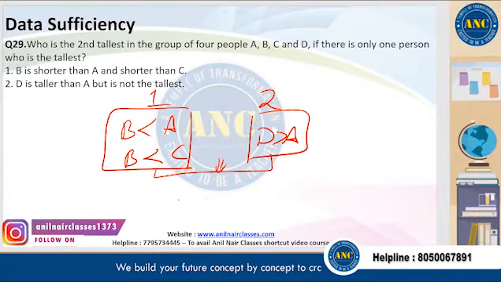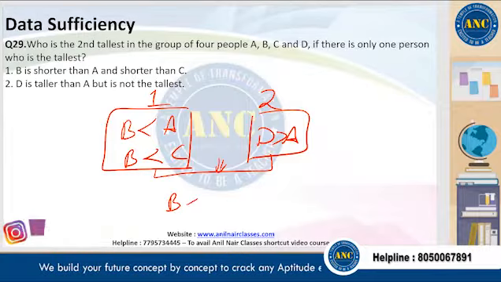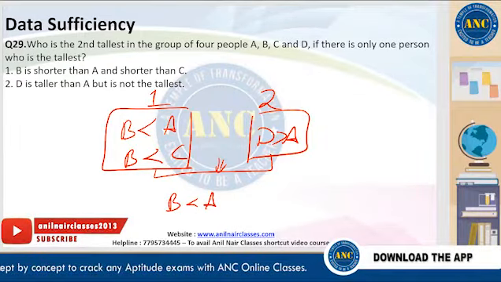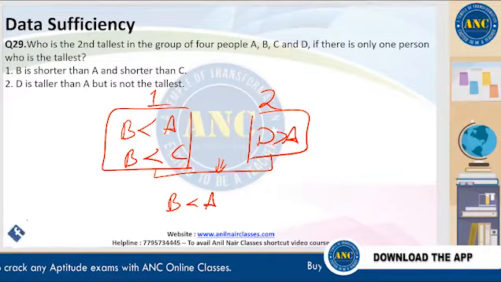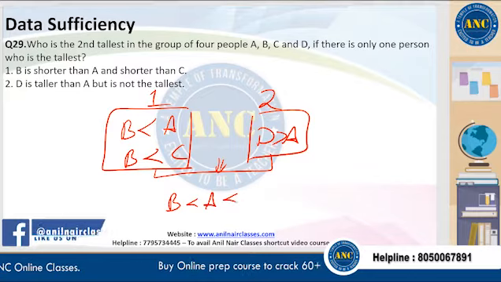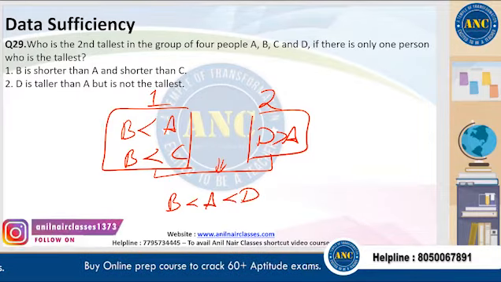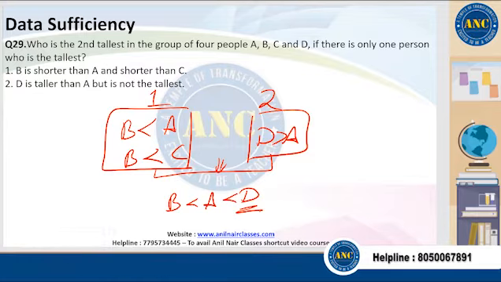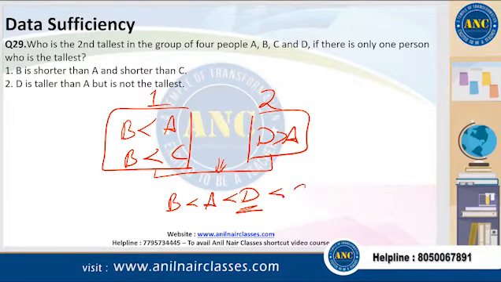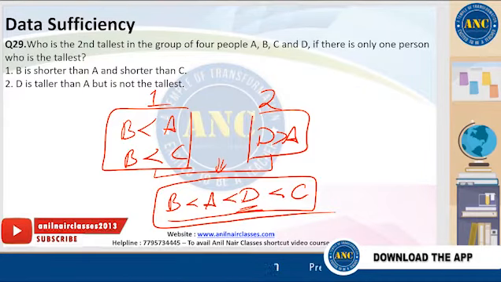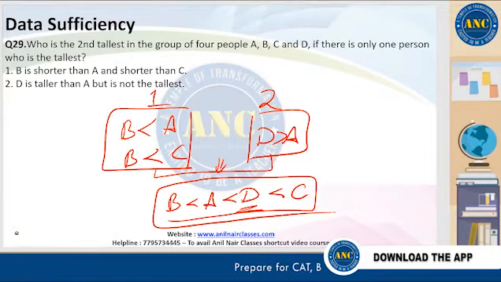So we know B is shorter than A and shorter than C. B is shorter than A and shorter than C, but D is taller than A. D is taller than A, but D is not the tallest. That means there is definitely somebody taller than D. That has to be C. Using this, we found out who is the tallest, second tallest, third tallest, and the shortest.